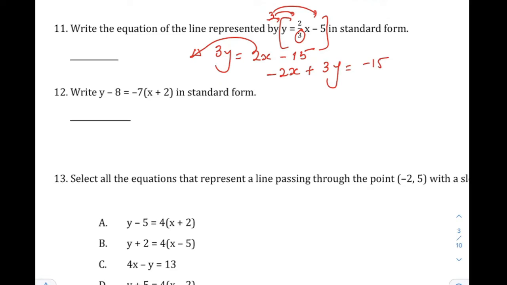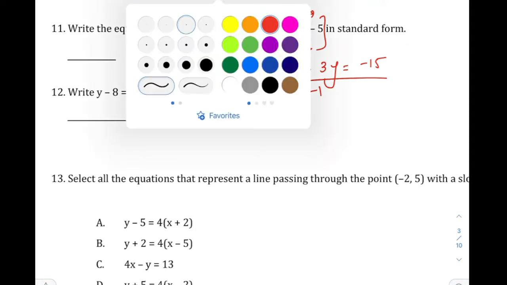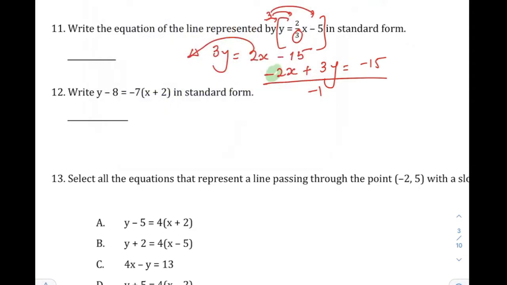One of the conditions of standard form is that the first term, which is A, should not be negative. So what shall I do? I'll divide everything by -1, or in other words, I will reverse all the signs. So we will have the final answer, reversing everything: 2x minus 3y equals 15.